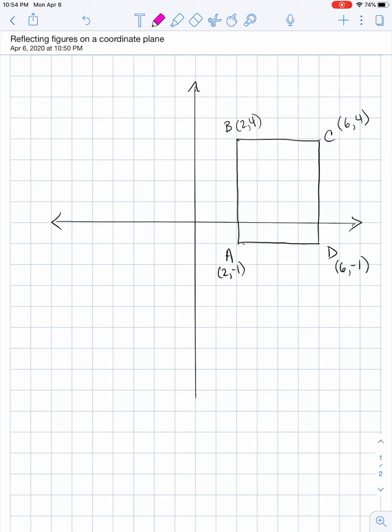So what we're going to do again is just focus on one point at a time as we reflect. So I want to reflect across the x-axis. Okay, and remember this is the x and this is the y. So you see that it might be kind of a problem because we're overlapping the x-axis.